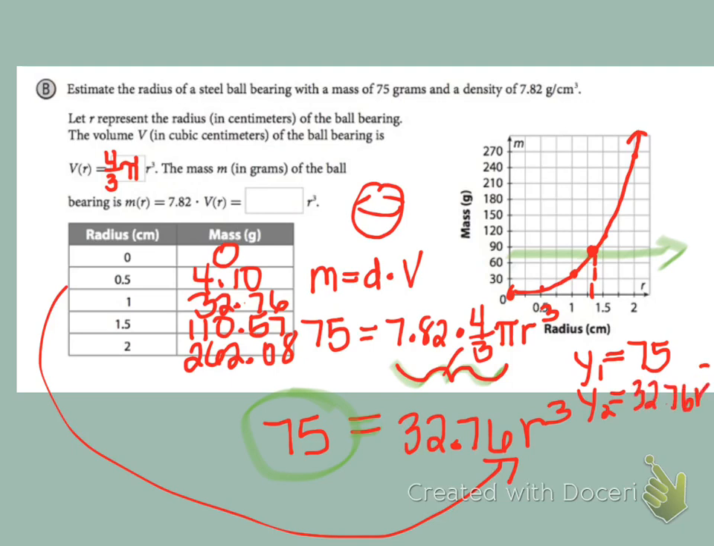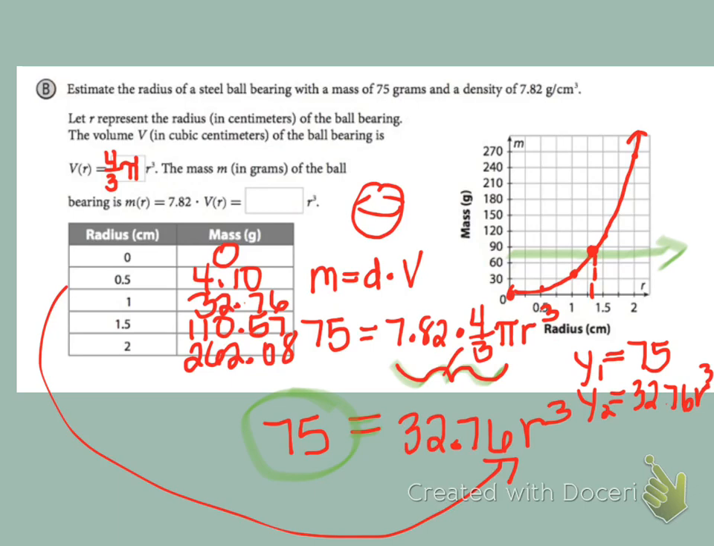32.76 r cubed, or x cubed, and then just see where the graphs intersect. So I'm going to do that right now. And so remember, to do the intersection, you go to second calculate and intersect. I wish I could show you this right now. But when I graph it, I'm not even really going to see, and I can show you this when we meet in class, that line at 75 because my window is set up at a kind of a weird spot.